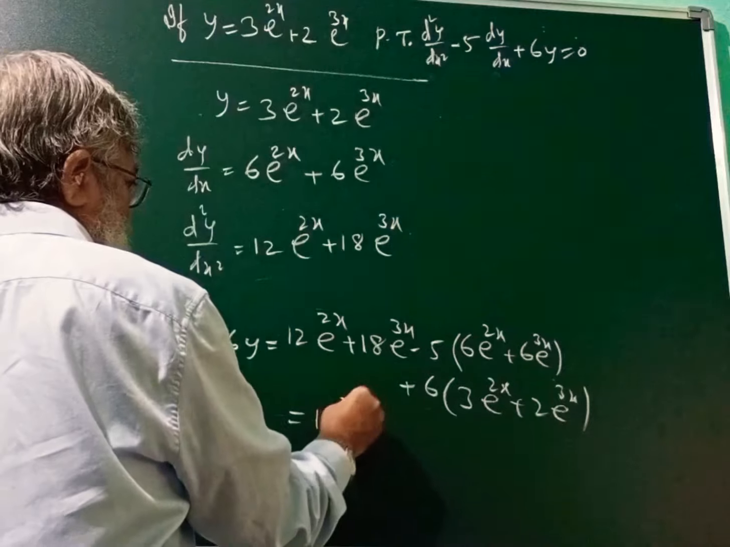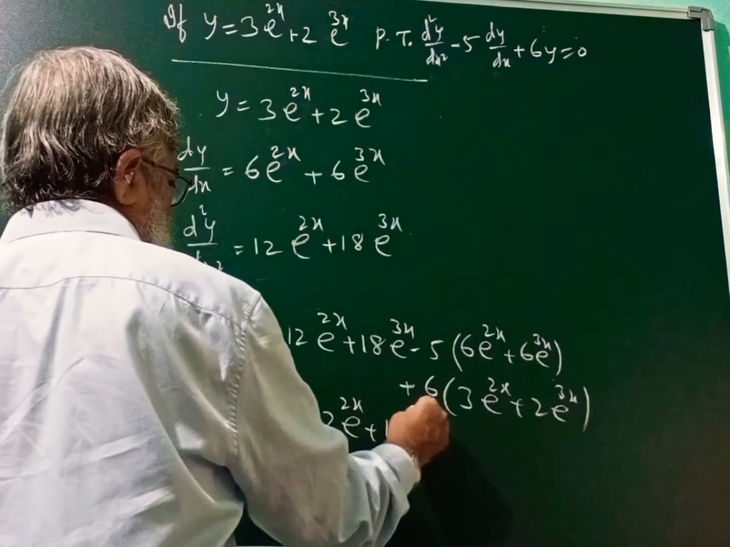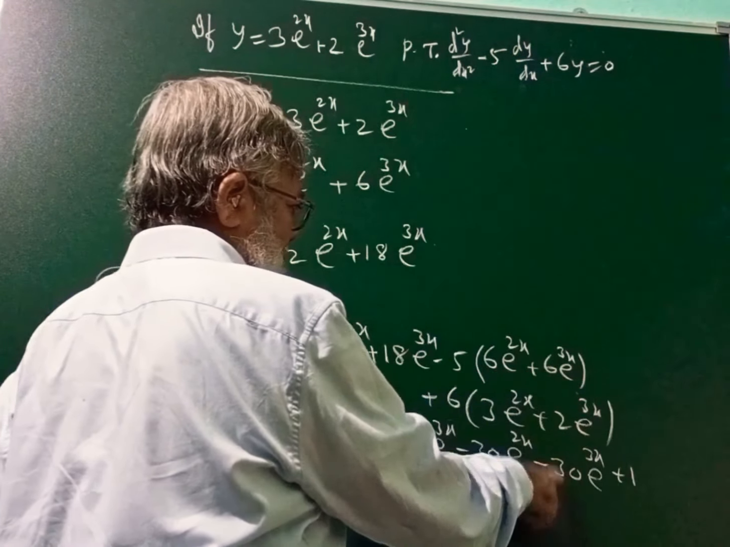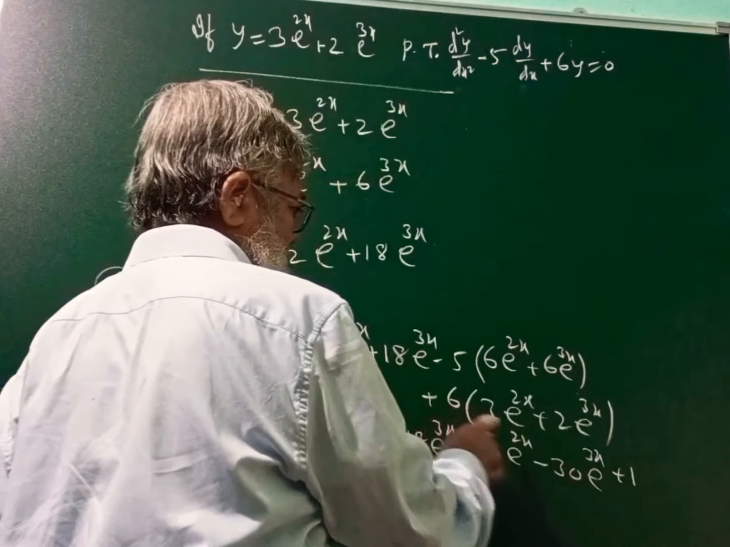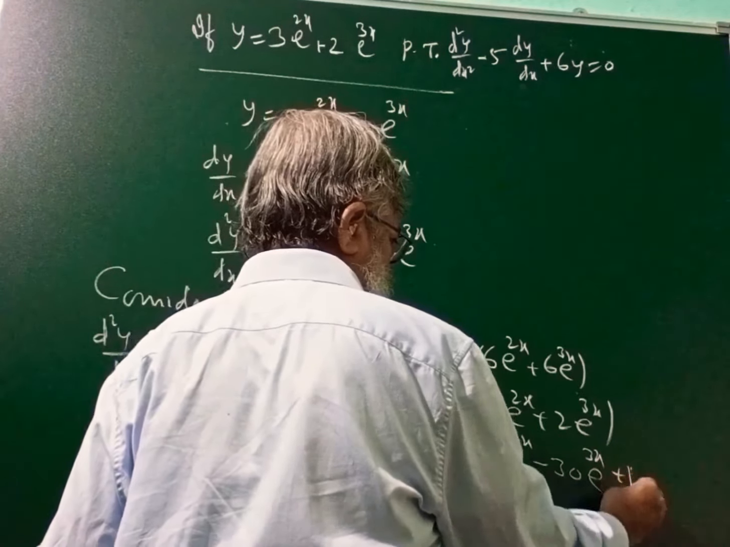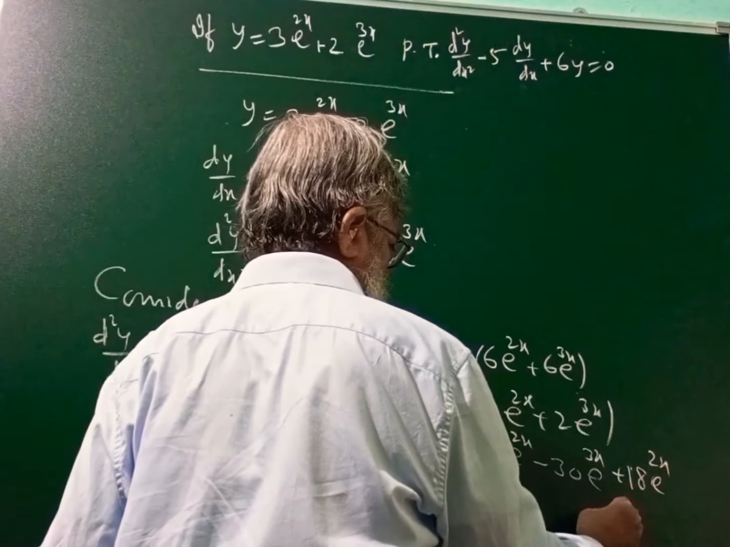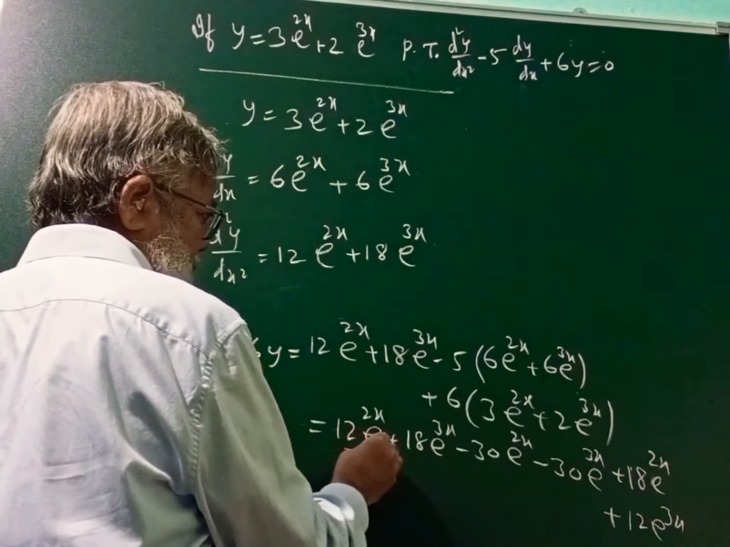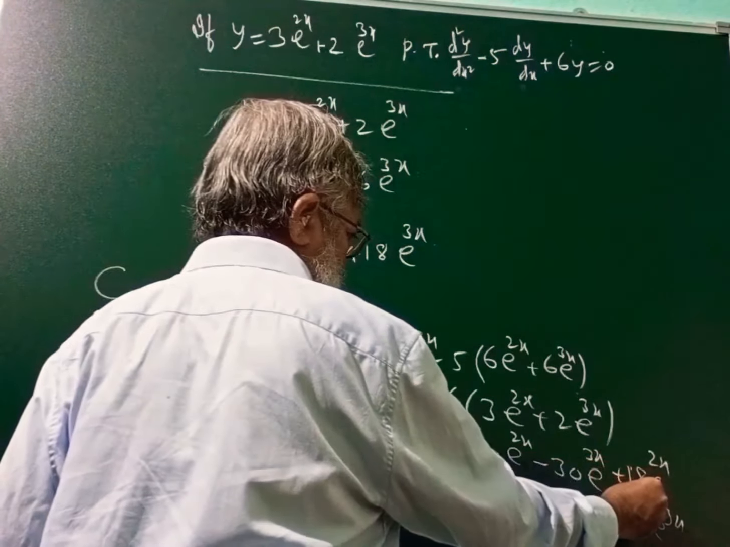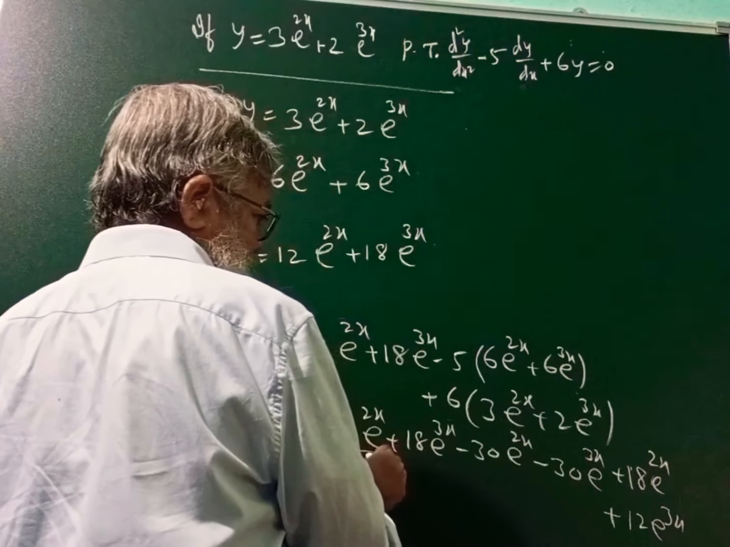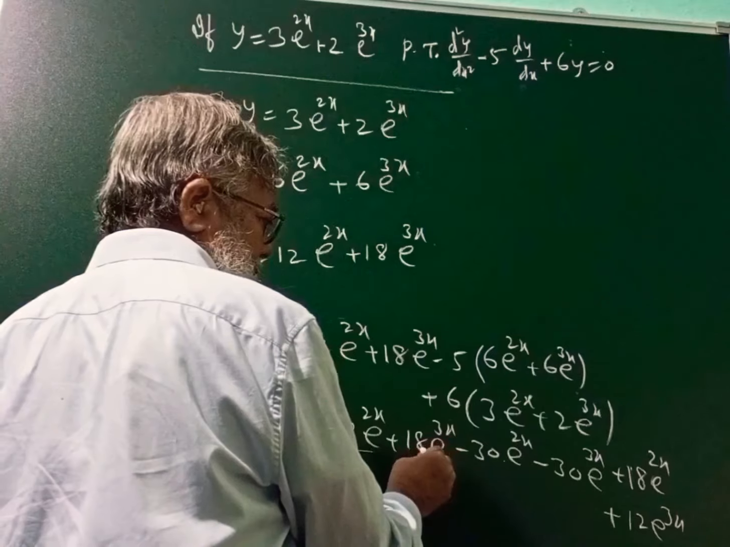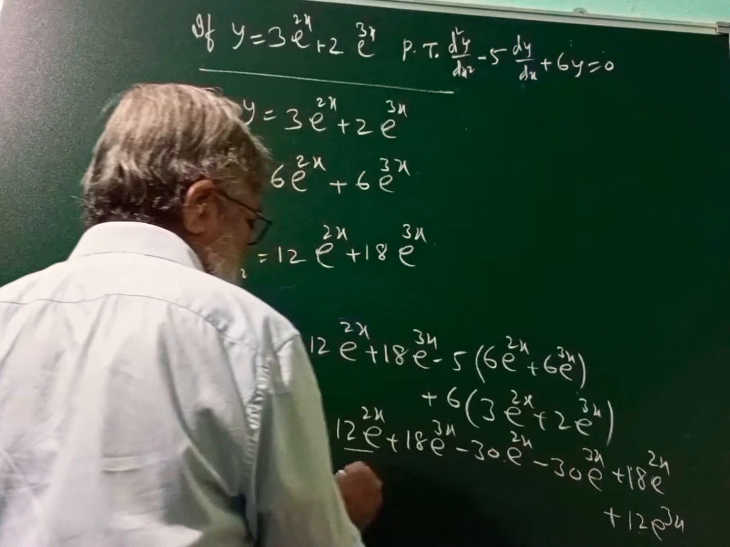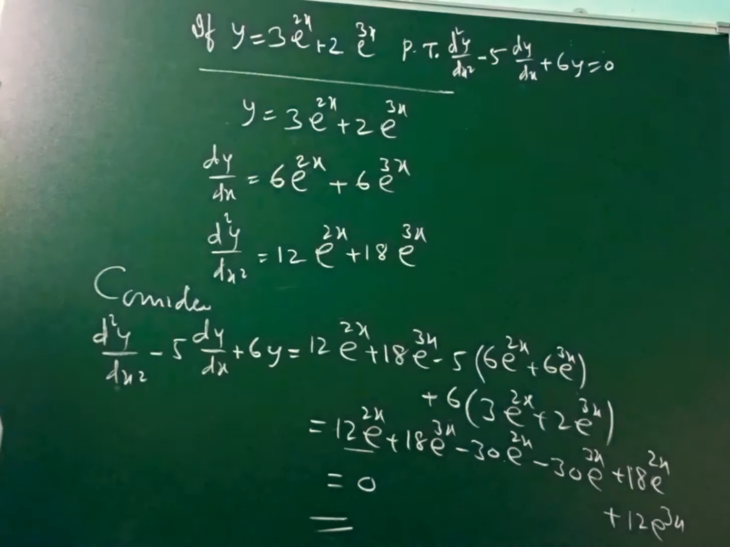It is 12e raised to 2x plus 18e raised to 3x minus 30 into e raised to 2x plus 18e raised to 2x plus 12e raised to 3x. Now see here, 12e raised to 2x plus 18e raised to 2x, that is 30e raised to 2x. This cancels with this. Similarly 18e raised to 3x plus 12e raised to 3x is 30e raised to 3x. 30 cancels with the 30. Our answer is 0 which proves the given problem.